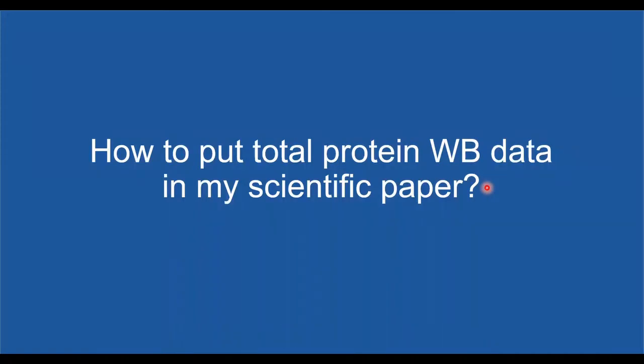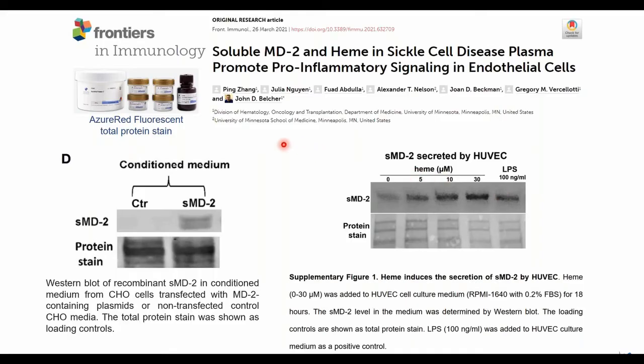Okay. Right. So after you get your total protein image, analyze the data, and get your normalized volume, you do your comparison between two or more groups. How are you going to put this in your scientific paper, like publish the data? This is one of our published data using Azure Red fluorescent total protein stain. On the left, you can see here, instead of the housekeeping protein that you normally see, like GAPDH, actin, and so on, this time what you put there is just a total protein stain. And then you just crop an area which shows multiple protein bands. That's it. It's very, very simple.